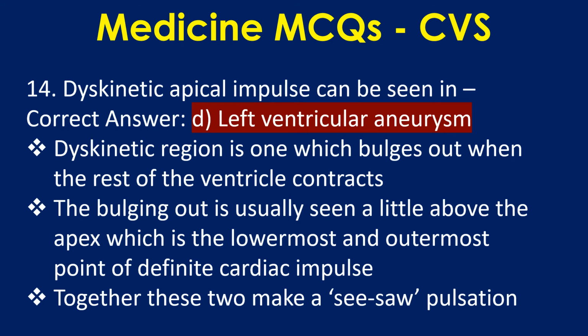Dyskinetic region is one which bulges out when the rest of the ventricle contracts. The bulging out is usually seen a little above the apex, which is the lowermost and outermost point of definite cardiac impulse. Together, these two make a seesaw pulsation.